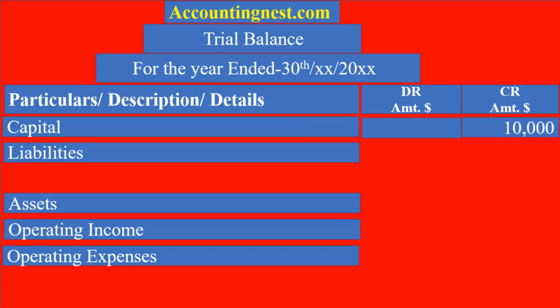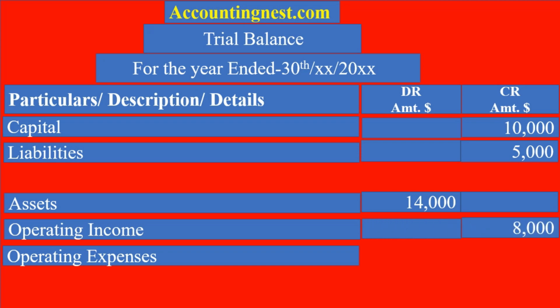Now the corresponding entries will be: capital is a credit entry of 10,000. Liabilities again is a credit entry of 5,000. Then assets translates to 14,000 in debit entry, while operating income is 8,000. Then we also have got operating expenses, which is 11,000.